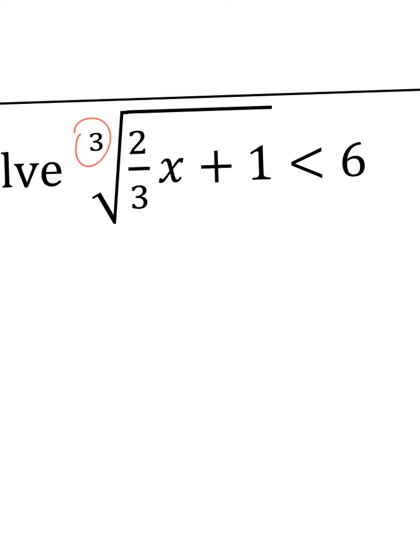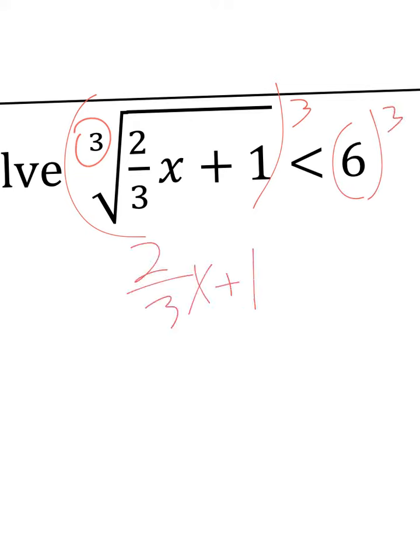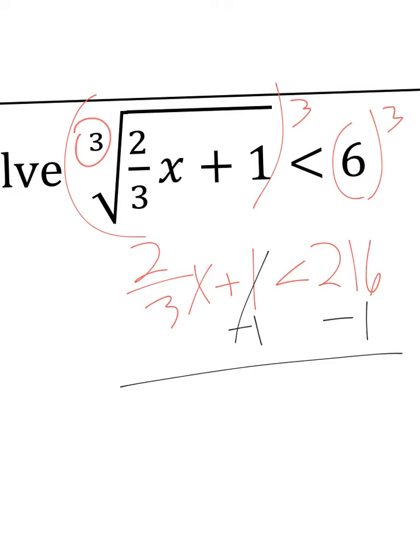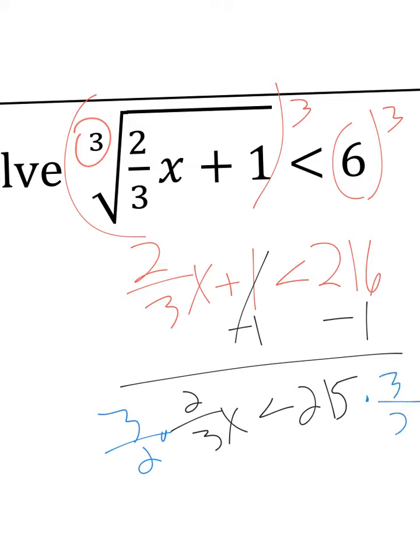So what I'm going to do is I'm going to cube both sides, and that's going to give me 2 over 3 x plus 1 is less than or equal to 6 to the third power, which is 216. Alright, so I'm going to minus 1. That's going to give me 215. And then remember, the way to get rid of a fraction is to flip it and multiply. Alright, so I have to do 215 times 3 over 2.